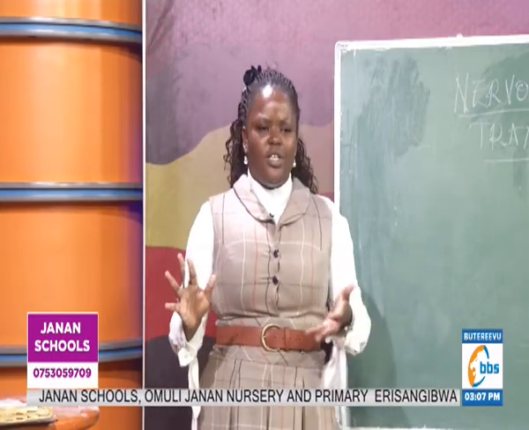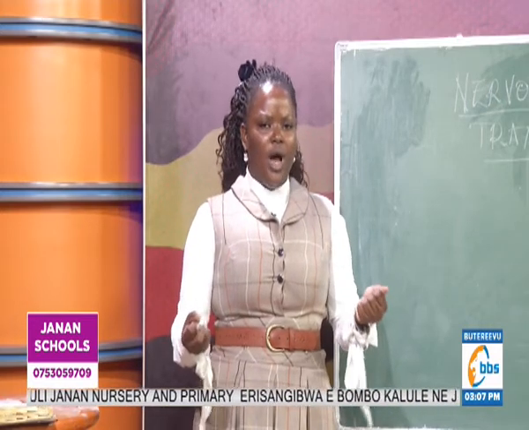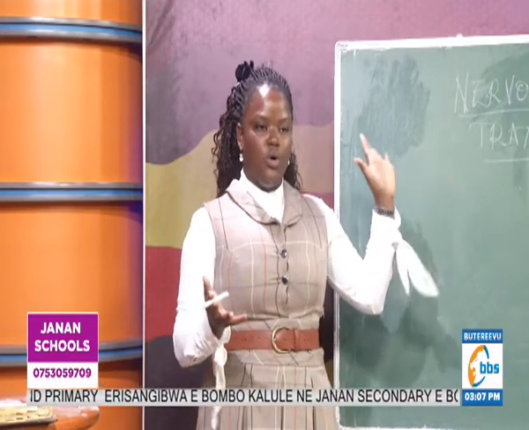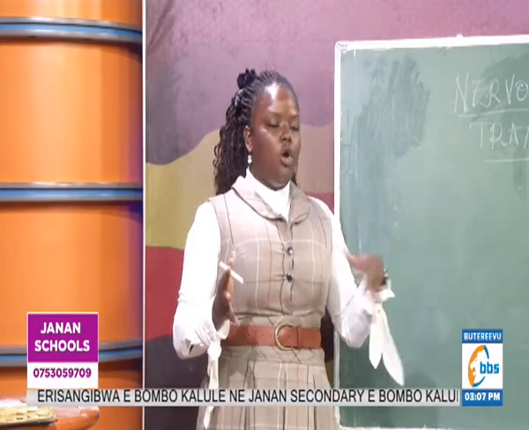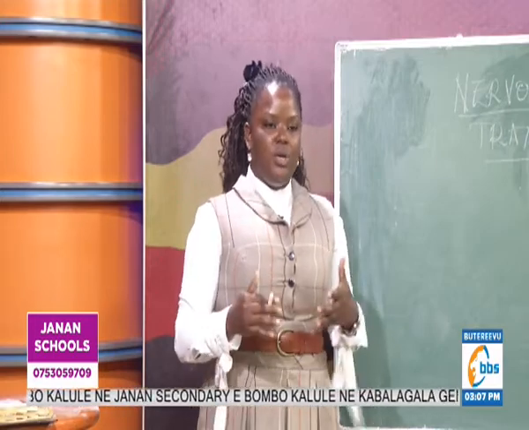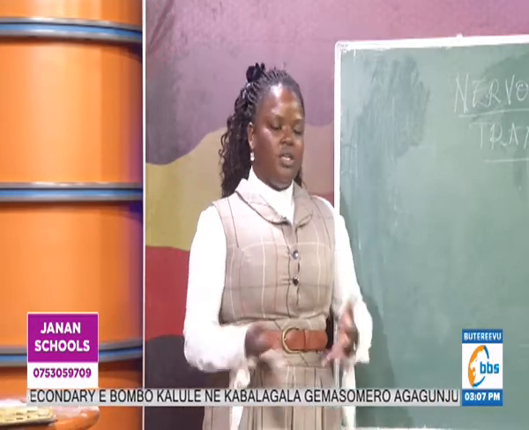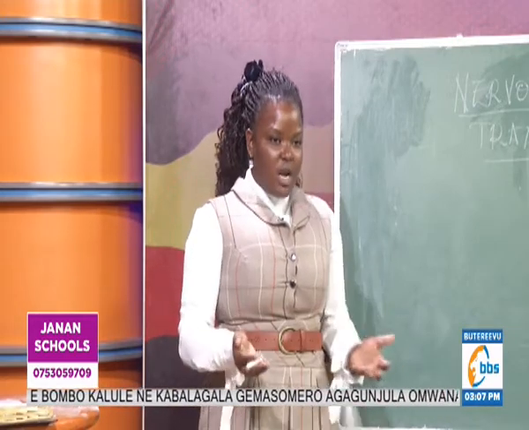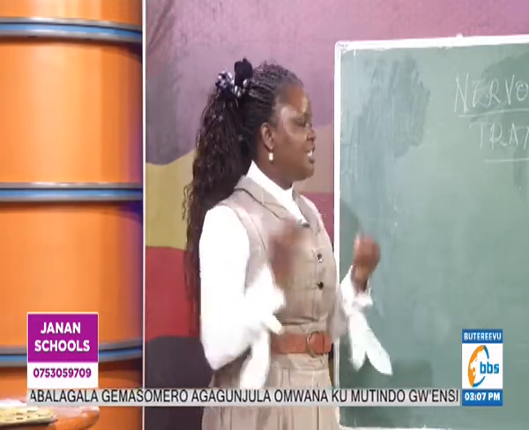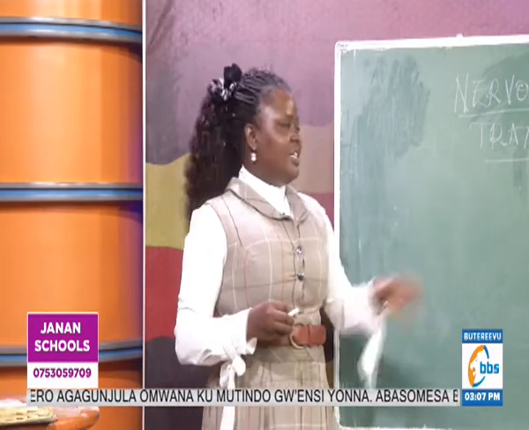When you touch a red hot charcoal, you could just hold it more as it burns you and you're not bothered. But every time you touch a hot object, you ought to jerk away your hand. Or when you step on a thorn, you remove your leg very fast. Or when you encounter something scary, like suddenly seeing a snake while walking, you immediately run away. What happens? That response is always very sudden, very immediate. That is why we are going to look at nervous transmission.